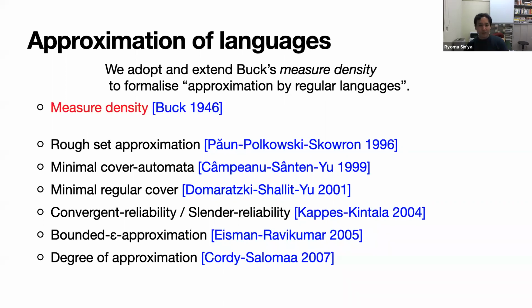And our model of approximation is rather close to Eisman and Lavigman's bounded epsilon approximation. But our model of approximation is strongly inspired by Bach's measure density, which is a very classical notion dating back to 1946. Okay. So let me explain what measure density is, and then I will extend this notion to formal languages.